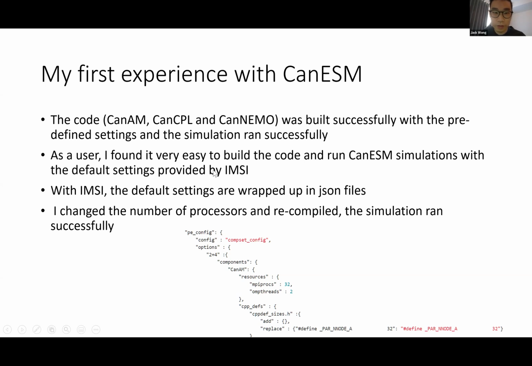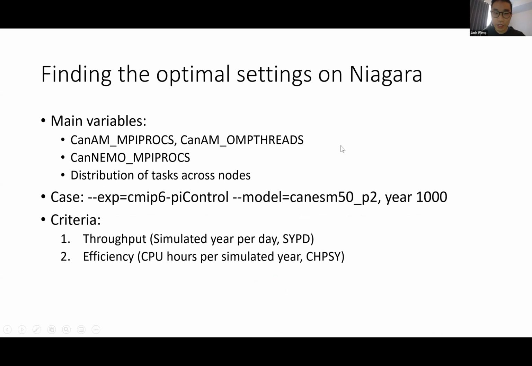As a user, I found it very easy to build the code and run a CAN-ESM simulation with the default settings provided by IMSI. With IMSI, the default settings are wrapped up in JSON files. So for my optimization, I needed to change the number of processors, and I just updated this JSON file, and the simulation just compiled and ran successfully, which is very easy to use.